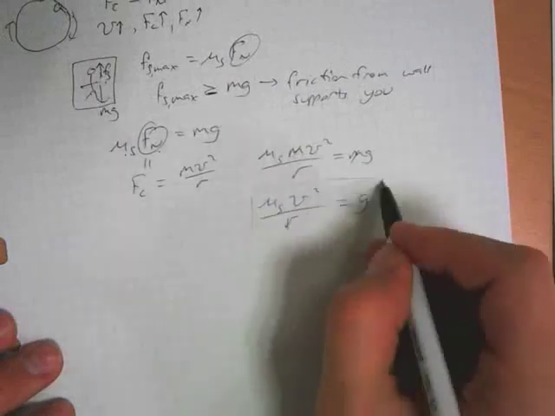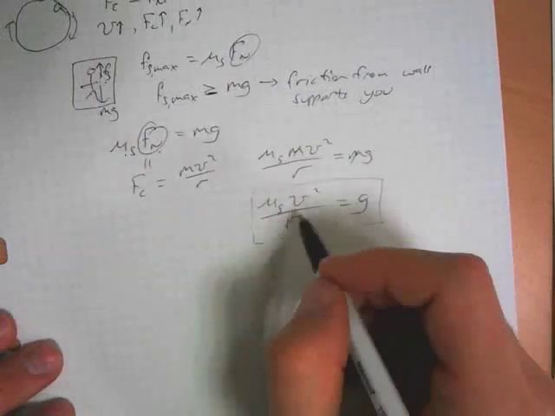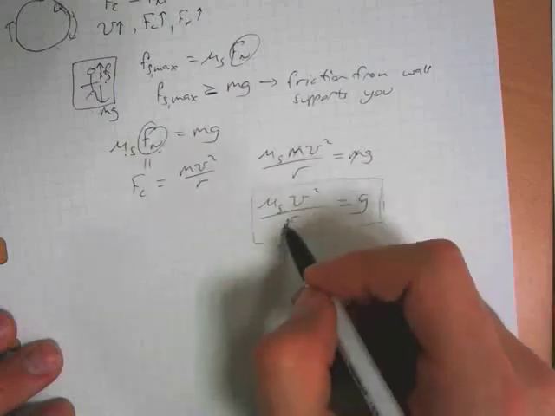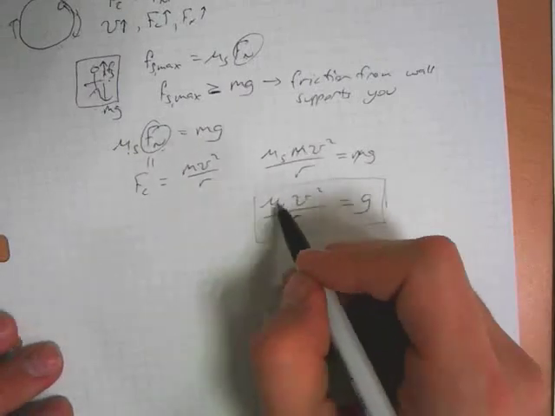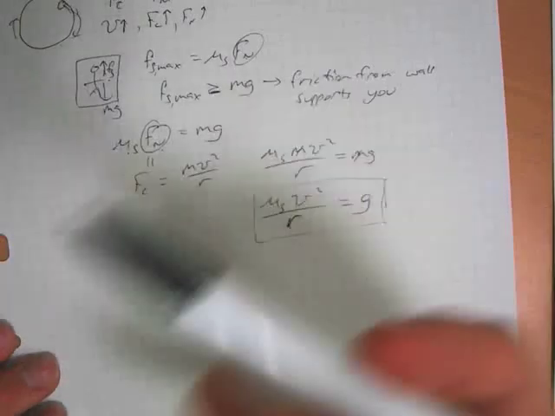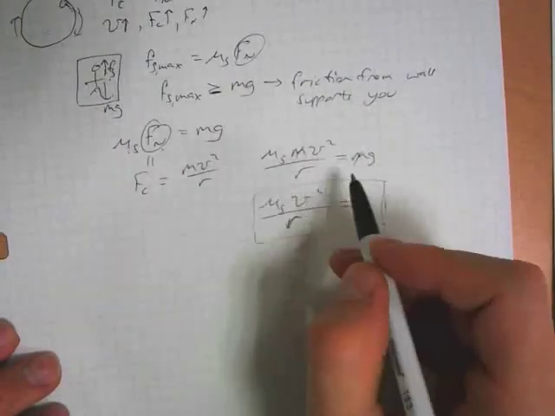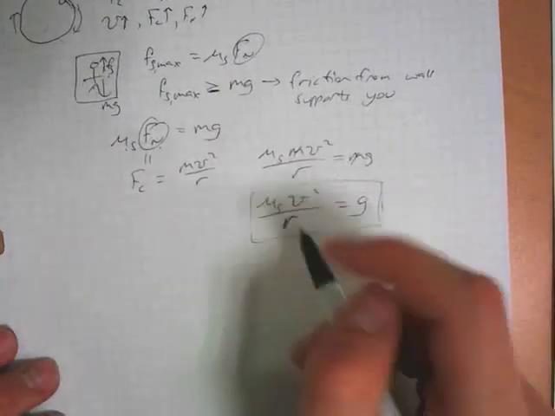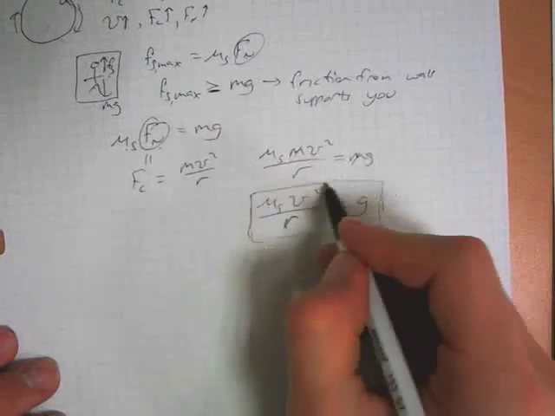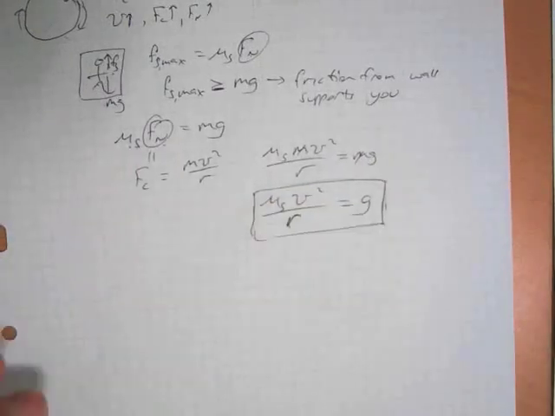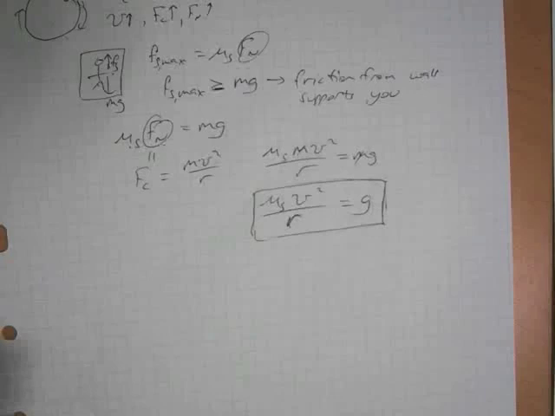This is the minimum velocity or minimum value of static friction that will allow you to float. The condition for you being able to be pressed up against the wall and for the floor to drop out and you to not fall. So that's a pretty cool application of physics in a carnival ride.